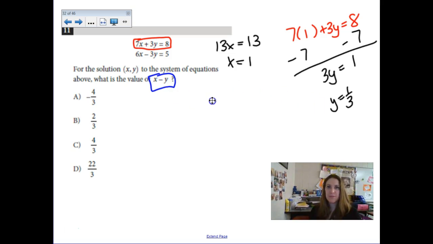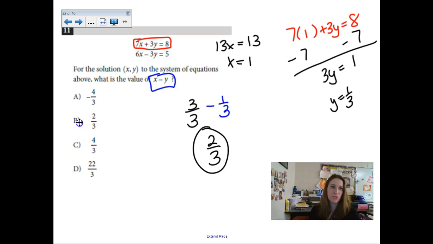So they want x minus y. So x is 1 minus y, which is 1/3. And this was on the no calculator test. I hate to break that to you. So instead of 1, you got to make that 3/3. 3/3 minus 1/3 is 2/3. Choice B.